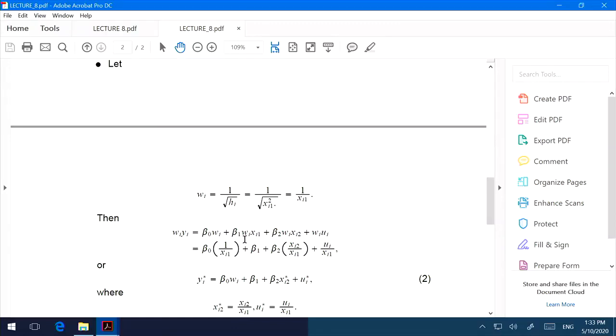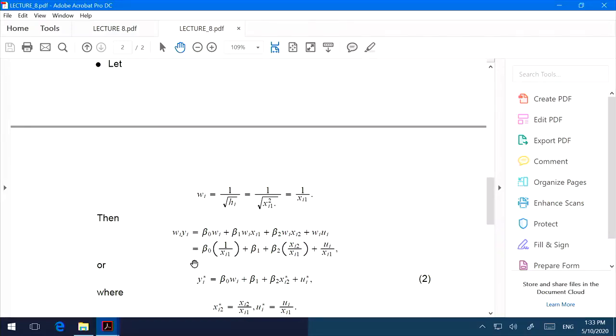Right? When I multiply xi1 by wi, I just get a big fat 1. And then subbing in the definition of wi, I get this expression here. So this is my transformed model. And obviously, we can write the transformed model using a more compact notation.